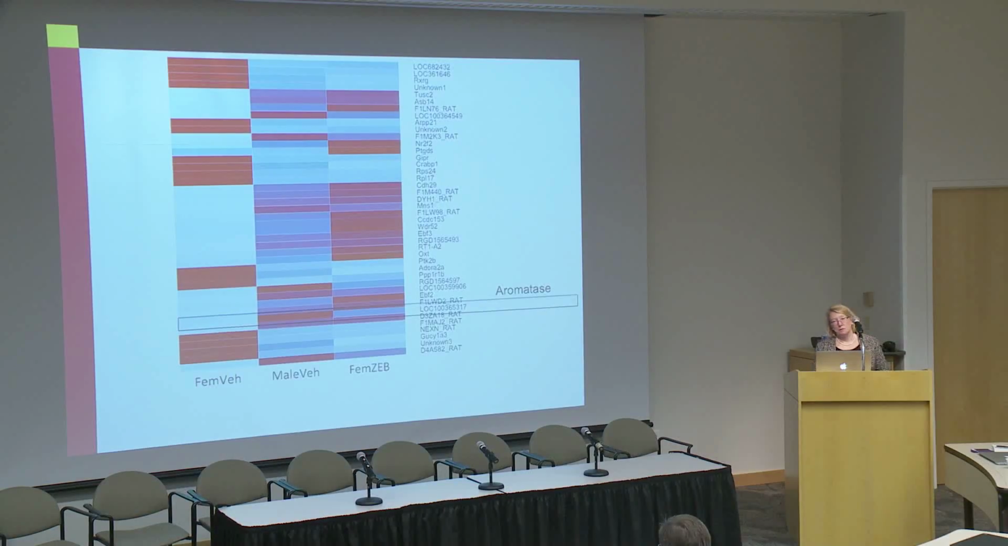We have known that aromatase is the key gene mediating sex differentiation for 50 years. Ta-da! What an advance we've just made. So it was both gratifying and incredibly disheartening that the only gene that we could really grab onto was aromatase, but it does seem to be regulated epigenetically.